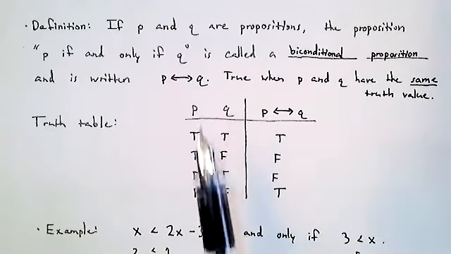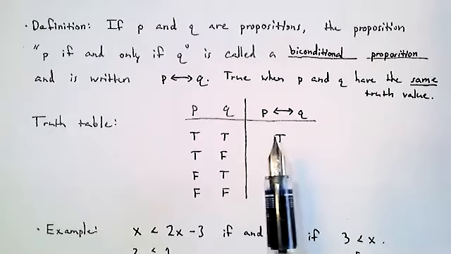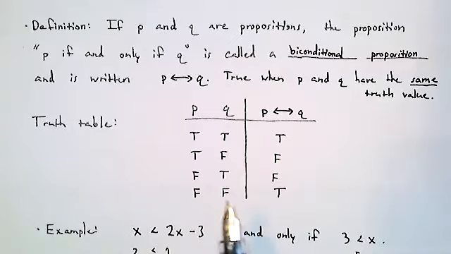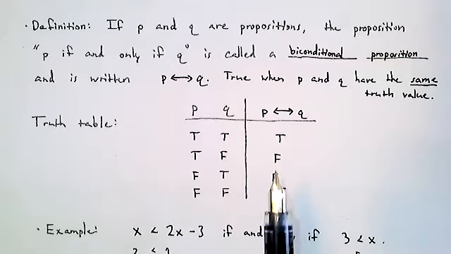So if P and Q are both true, then the biconditional proposition is true. And if they're both false, it's also true. But if they disagree, if you have a true and a false, then the biconditional is false.